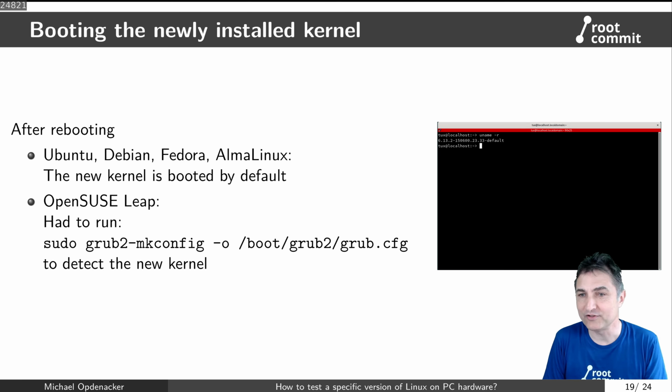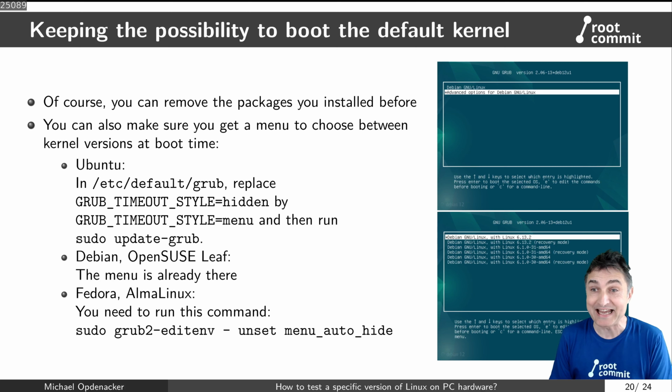The only exception was on OpenSUSE Leap, on which I had to run the grub2-mkconfig command to let the bootloader know about the new kernel. One last thing is to keep the ability to boot the default kernel. What you want to have is a bootloader menu allowing to choose non-default kernel versions.